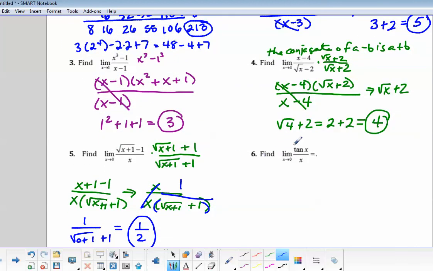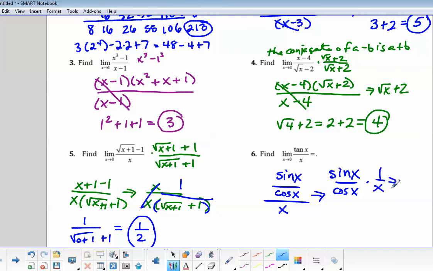Okay, so remember back in trigonometry, we know that tangent x is the same as sine x over cosine x. So sine x over cosine x, that's the tangent x, and it's divided by x here. Now if I'm dividing by x, I can change that to times the reciprocal of x. So the reciprocal of x is 1 over x. So I get sine x over x cos x.